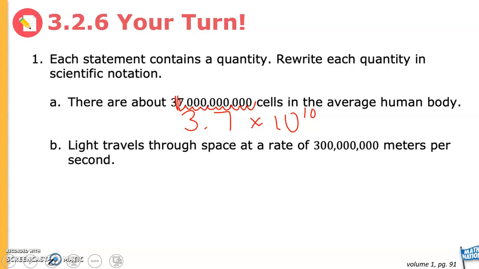Light travels through space at a rate of 300 million meters per second. I'm going to place that decimal between the 3 and the 0. It's not wrong to write 3.0, but a better answer would just be a 3. Times 10, and we moved it 1, 2, 3, 4, 5, 6, 7, 8 times. 3 times 10 to the 8th.